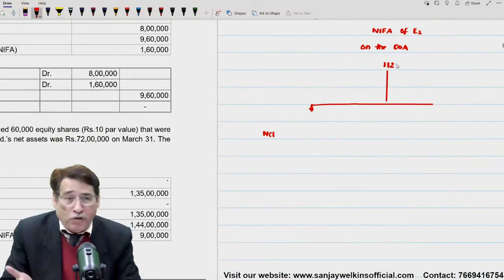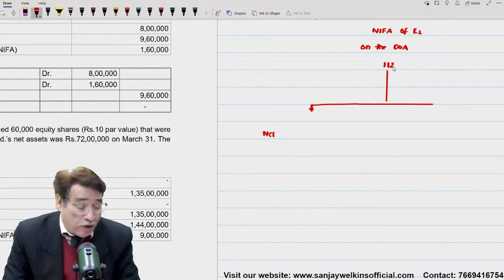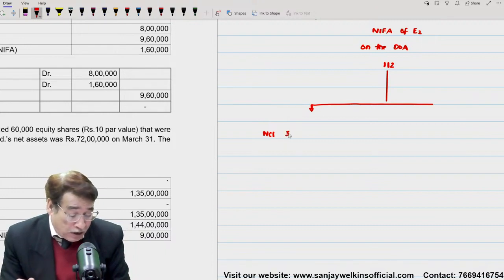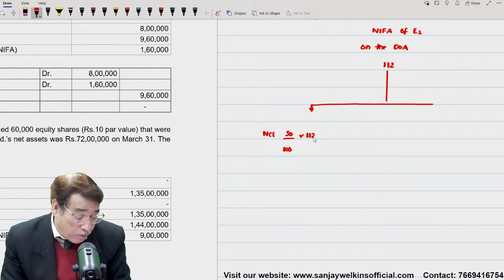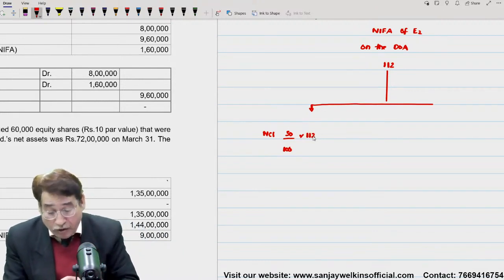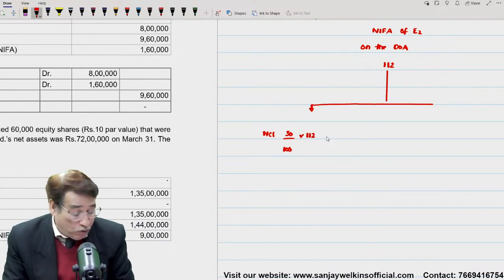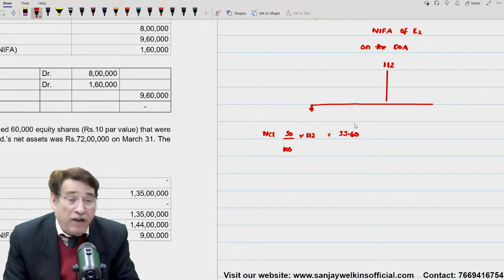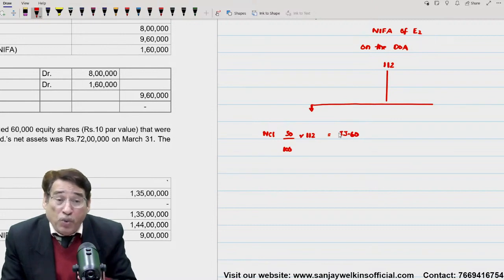So on the date of acquisition, as far as NIFA is concerned, the net identifiable assets of the subsidiary company or the acquiree company is 112, and NCI share is 30%. So I will simply take 30% of 112. For that, I will take the help of the calculator. So 112 into 30% comes to 33.60. So out of 112 worth of assets, 33.60 worth of assets belong to NCI.